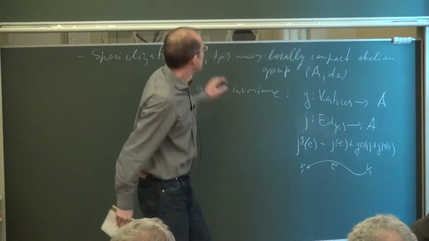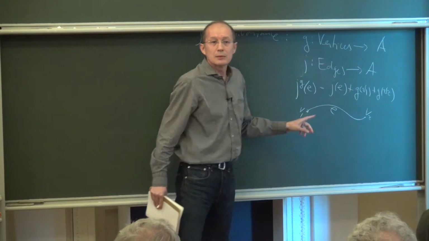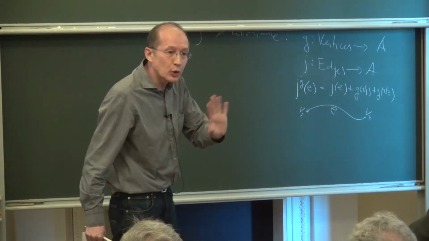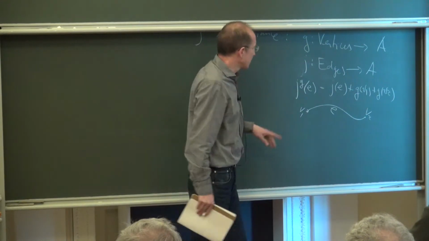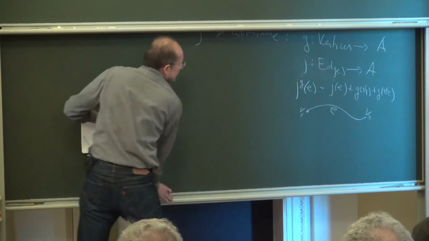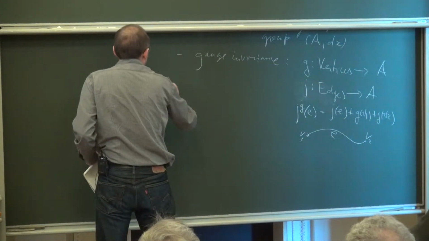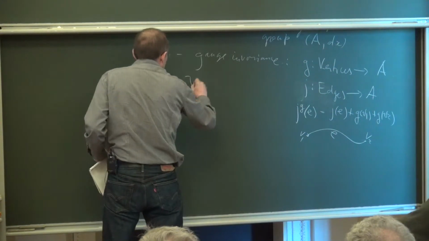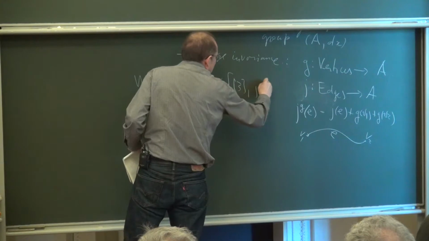Do you take into account orientation? No orientation. There's no minus sign, just sum. And then the gauge invariance principle tells that the W of the tetrahedron evaluated at J is equal to W evaluated at J G.